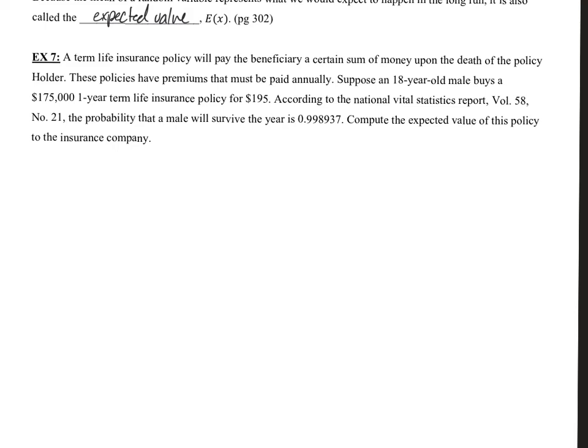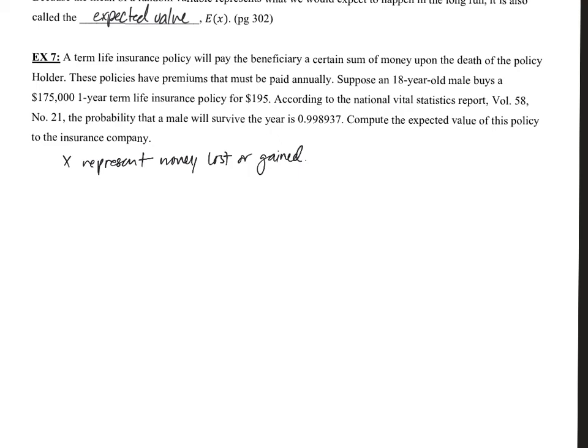Okay, so once again, these policies are talking about if the person lives or dies. So our experiment has two possible outcomes, surviving or dying. So we're going to let X represent the payout, money lost or gained, which depends on the survival or the death of the person who has the insurance.